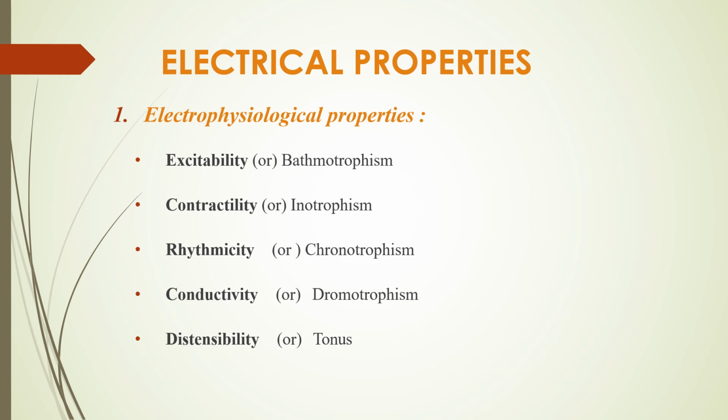Coming to the electrical properties, these are the electrophysiological properties: excitability or bathmotropism, contractility or inotropism, rhythmicity or chronotropism, conductivity or dromotropism, distensibility or tonus. Along with these words you have to know these terms also: bathmotropism, inotropism, chronotropism, dromotropism, and tonus is nothing but the distensibility, that is, the ability of the cardiac muscle to stretch.